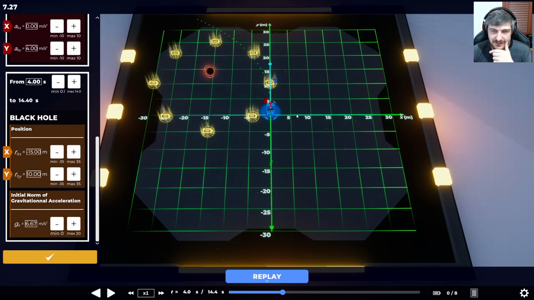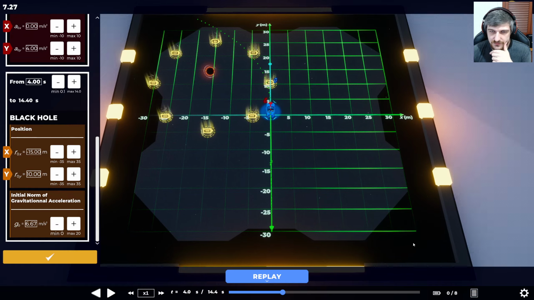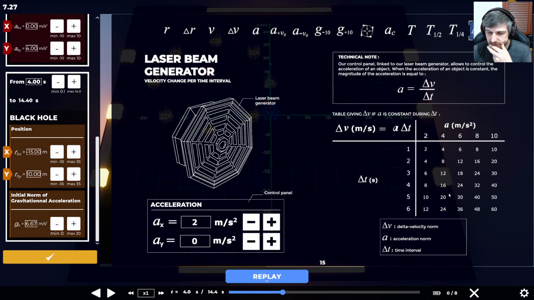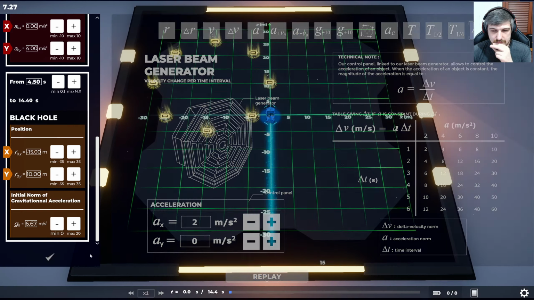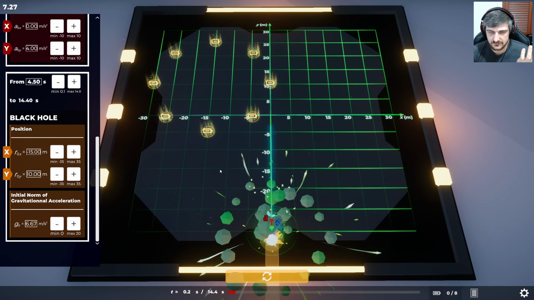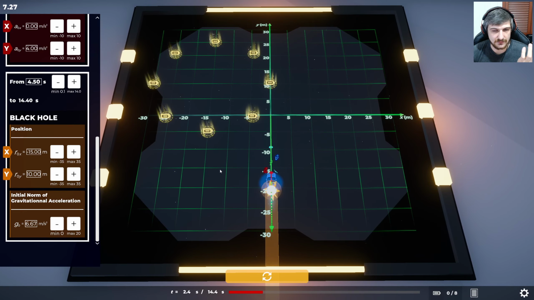So how far behind are we? We're a full, like, 8 below. And at that point, we're going at 16. So if we do 4.5 and do another 8, because we're not accelerating anymore, right?